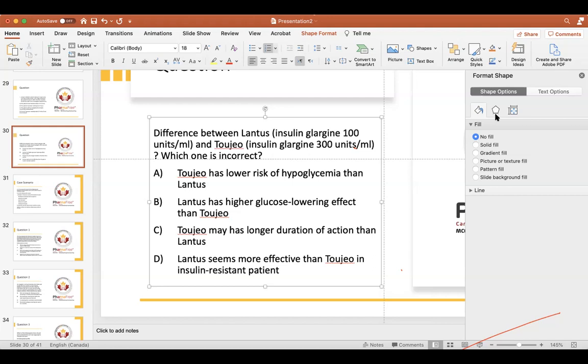From Lantus to Toujeo, we give the same dose, the same units, to be adjusted according to the glycemia. From Toujeo to Lantus or NPH, we decrease by 15, I think, to 20%.